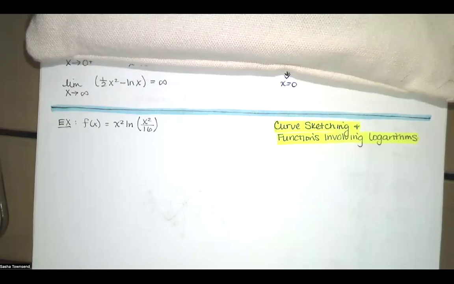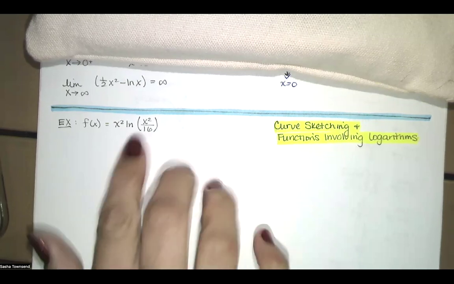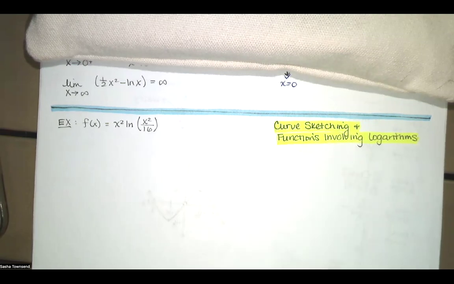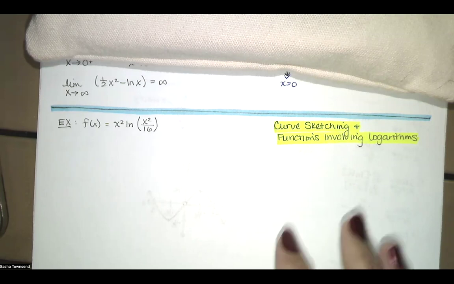In this video, we do basically the same thing that we did in the last video. We're given a function involving a logarithm, and we want to sketch the graph. So we want to use all of the tools that we've learned throughout the Calculus 1 course. We learned about limits. We learned about asymptotes. We reviewed a little bit about the domain of functions of a real variable.